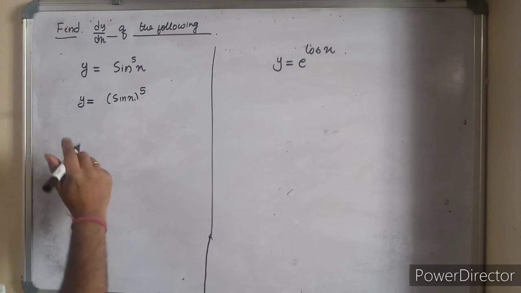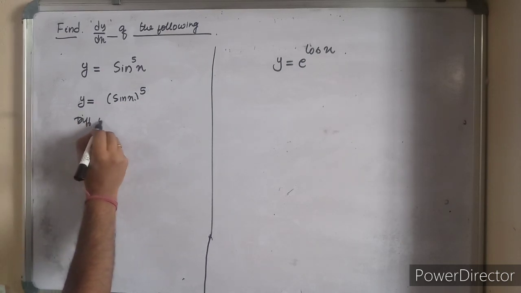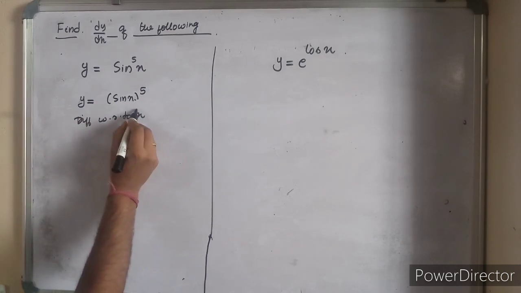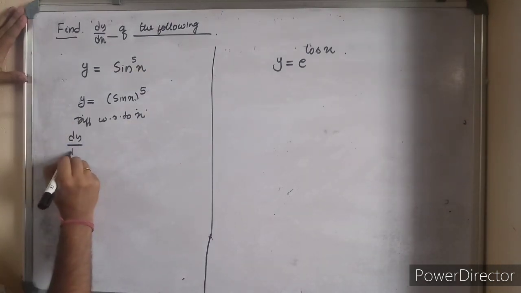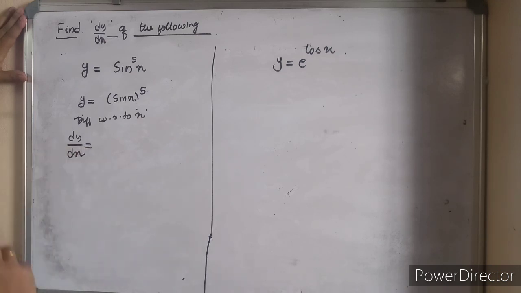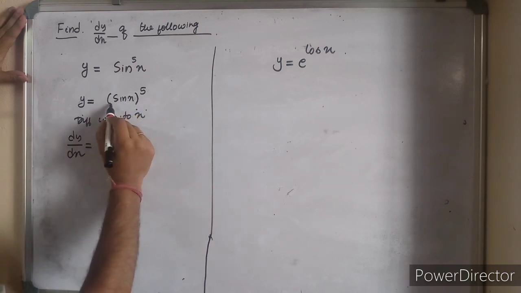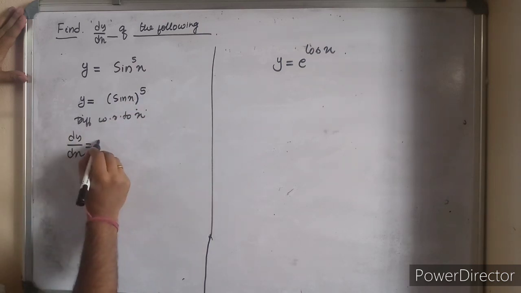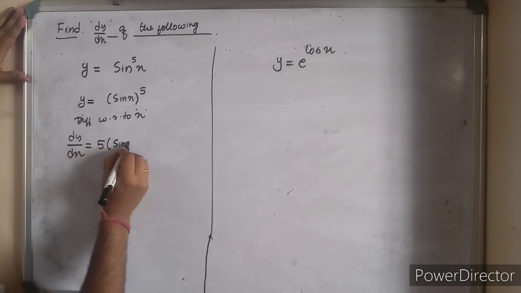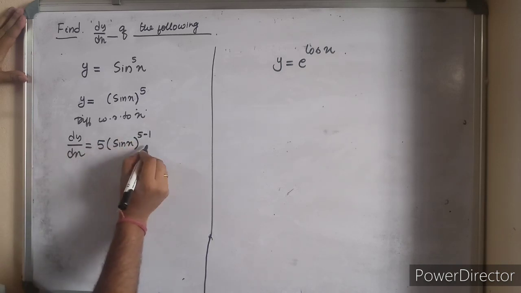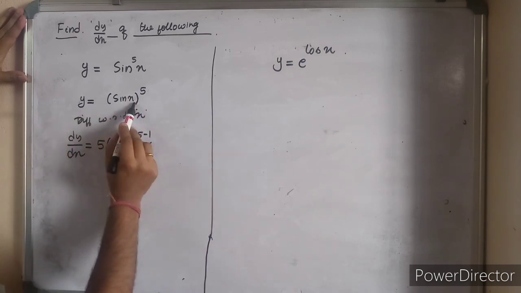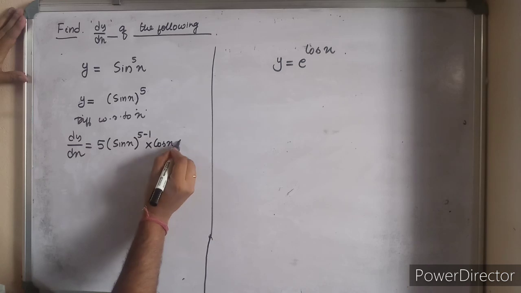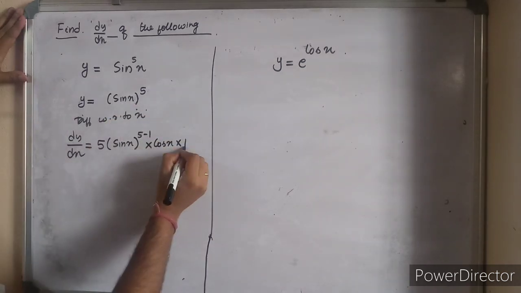Now I'll differentiate this function with respect to x. Now it is dy over dx. First I'll use the power function. First of all I'll differentiate the power function. Power function means x to the power n formula, where sin x is considered as x. x to the power n gives n times it to the power n minus 1. Now there is no need to write dy by dx again and again. Next is the derivative of sin x, which is cos x, into the derivative of x, which is 1.